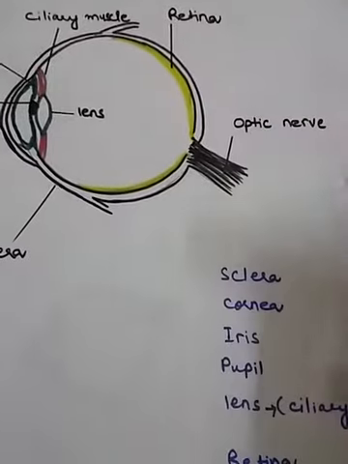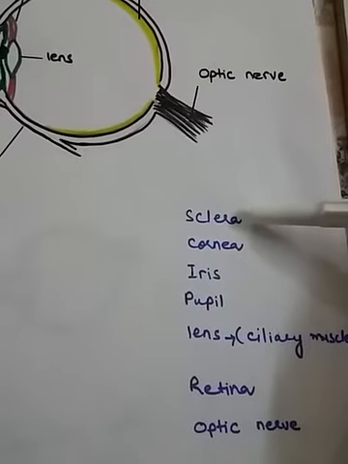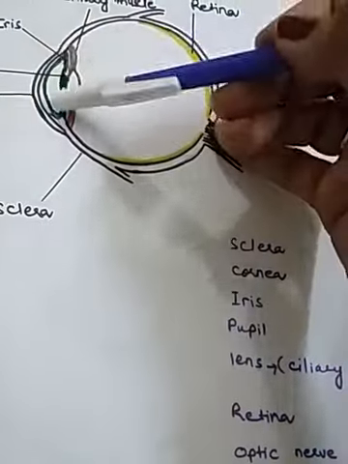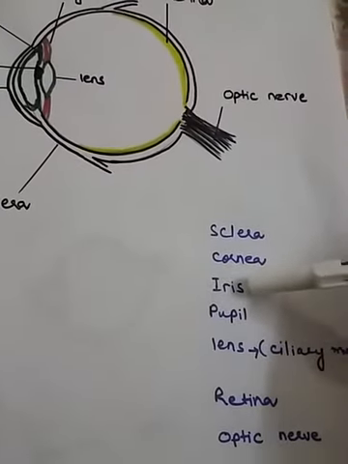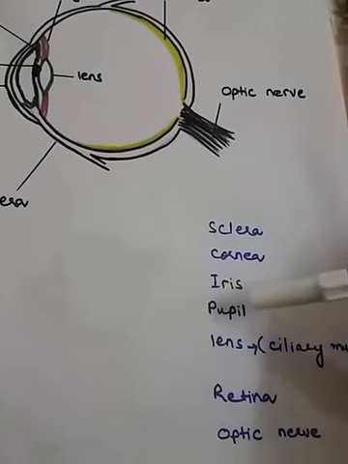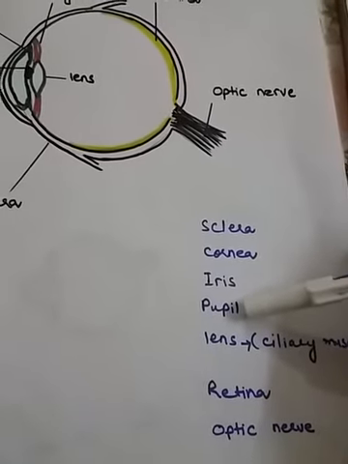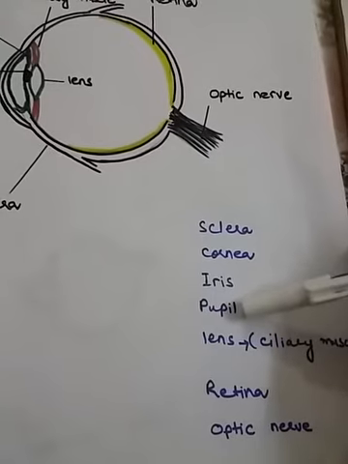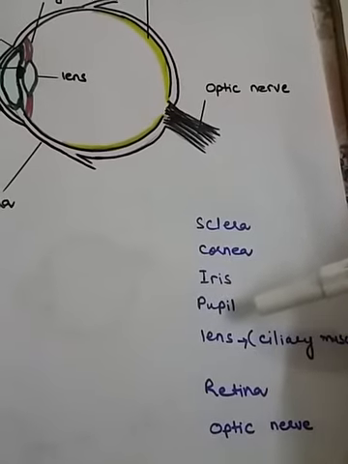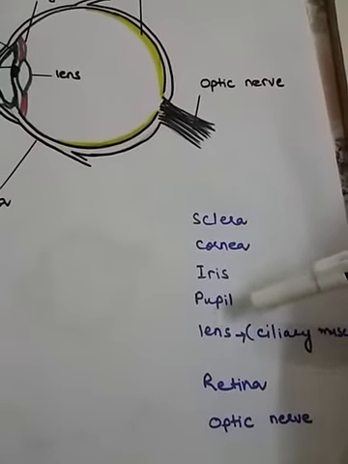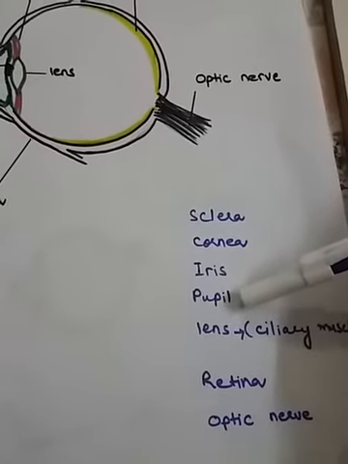Now I have arranged all these points. The outer white boundary is called the sclera, and the front curved transparent part is called the cornea. Behind the cornea is the colored part, that is called the iris, and in the middle of the iris, that dark colored part is called the pupil, and the pupil can be contracted or can be larger according to the light.